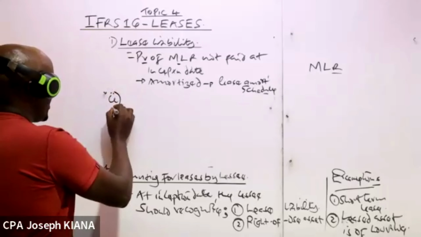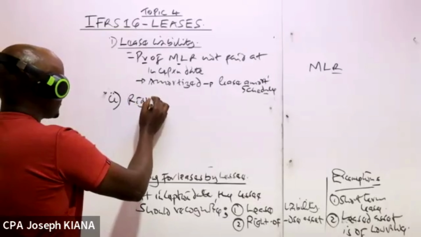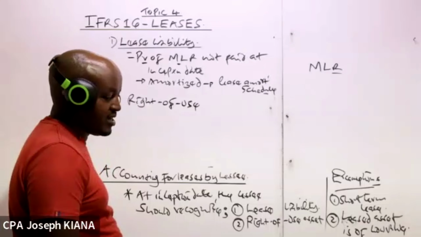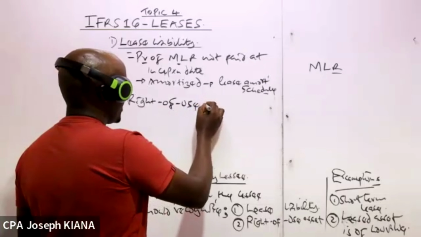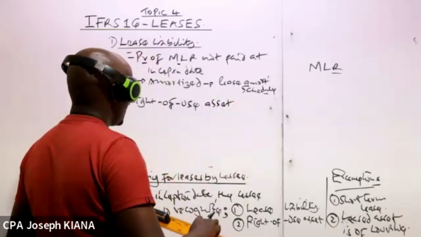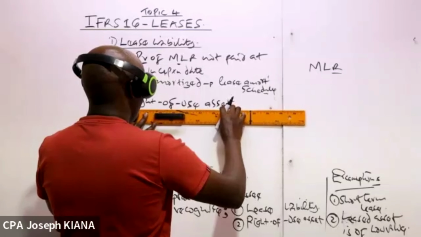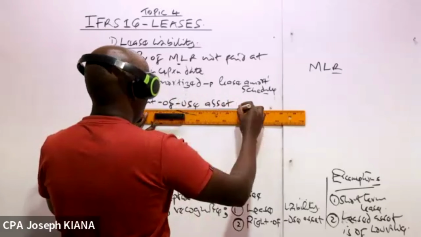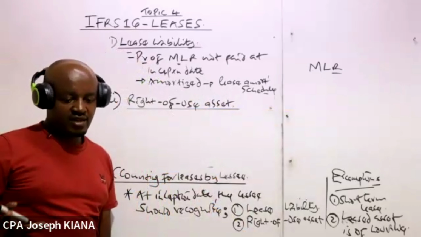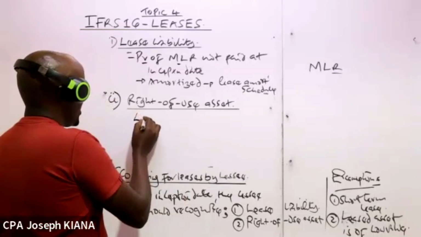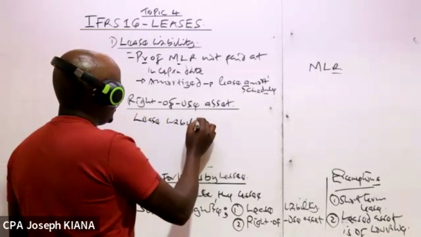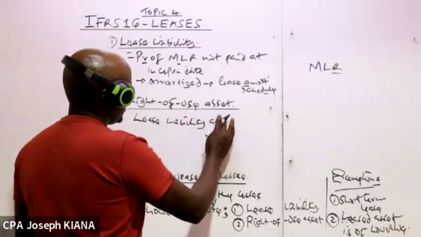Then from there we have the other item here, which must be determined and recognized by the lessee, and that is something called the right of use asset. Now, for the right of use asset, generally, this is determined by adding three main items. One, we add the lease liability, the lease liability at the inception date.